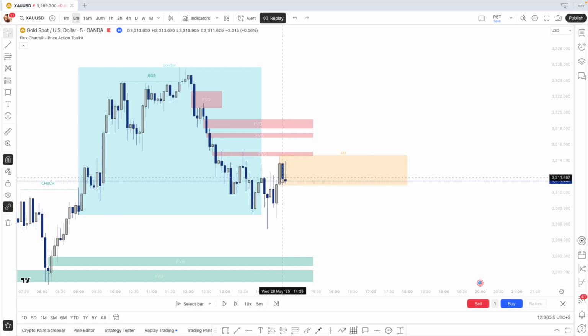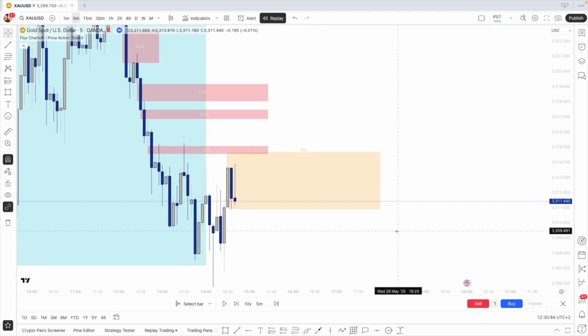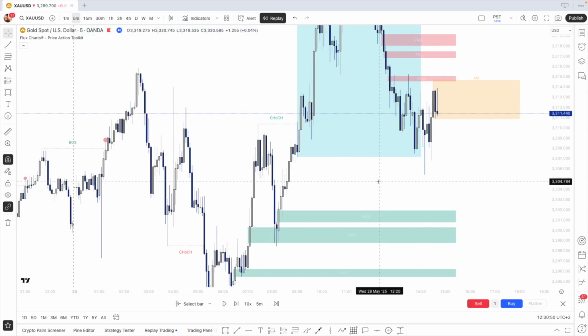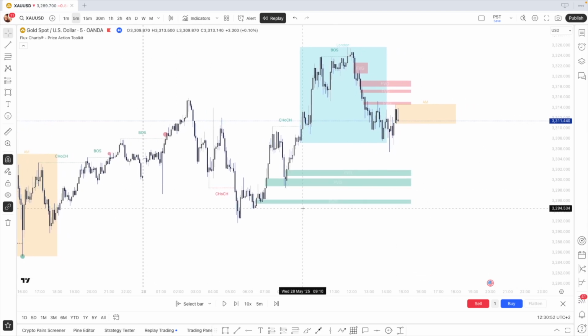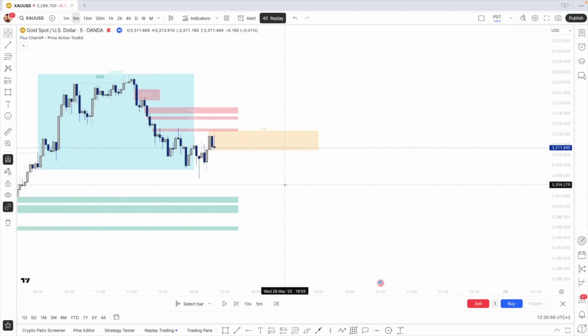Here you can see New York's AM session has started. We already took the liquidity right over here from London. But I am anticipating, because of this big push down, we are going to have a continuation targeting these lows right over here, these fair value gaps right over here.